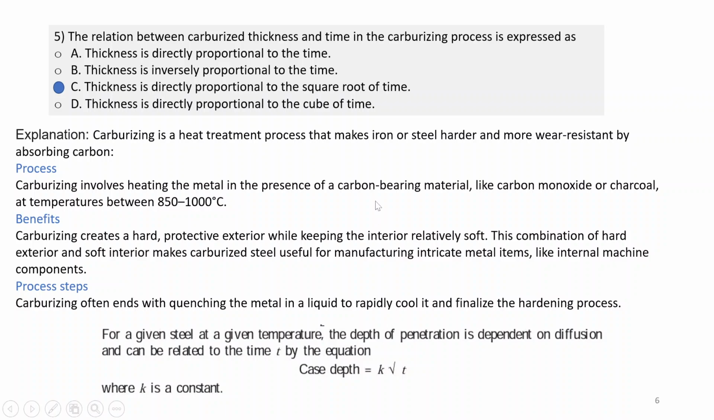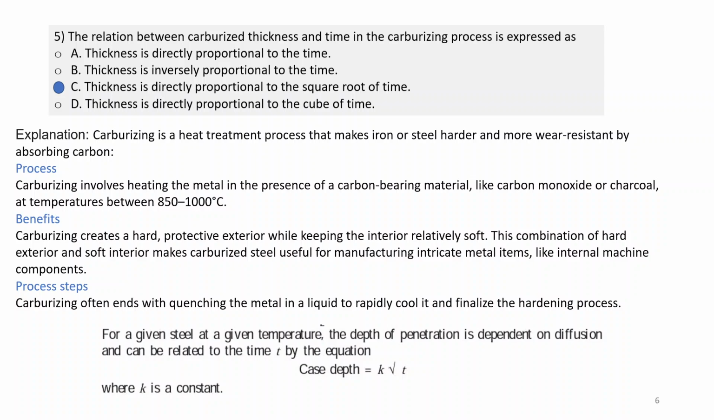So carburizing is a heat treatment process which makes iron and steel harder and more wear resistant by absorbing carbon, and this process involves heating the metal in the presence of carbon bearing material like carbon monoxide or charcoal at temperatures between 850 to 1000 degrees Celsius. Its benefits consist of, it creates a hard protective exterior while keeping the interior relatively soft, and this combination of hard exterior and soft interior makes carburized steel useful for manufacturing intricate metal items like internal machine components.